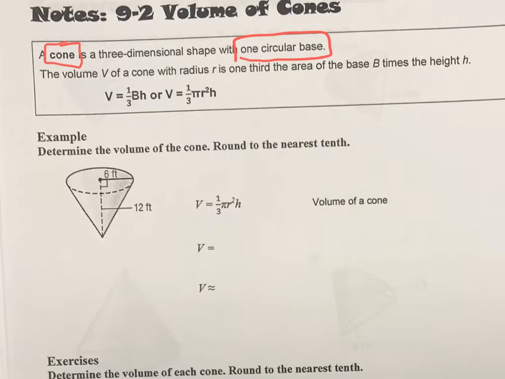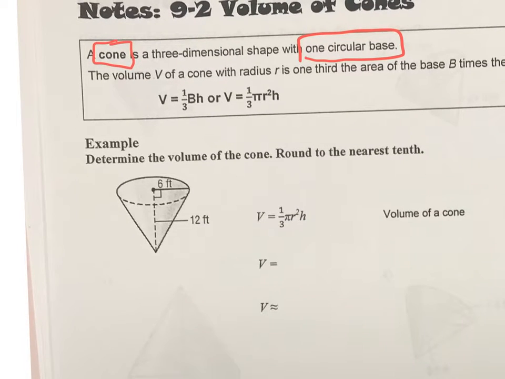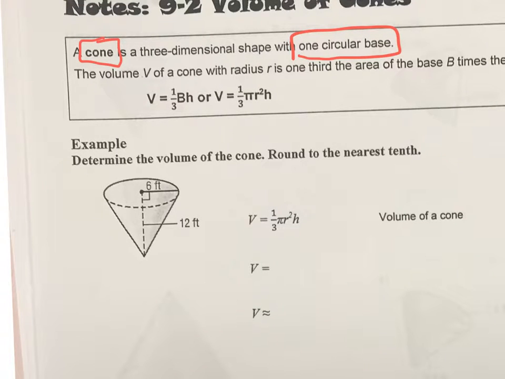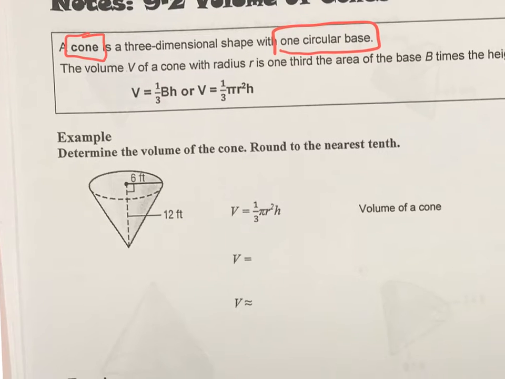So basically, you can fill up one cylinder, as long as they have the same base, with 3 cones. That's why it's 1/3 of the cylinder's formula, because for the cylinder it was just V equals area of the base times height. So the cone is 1/3 that.